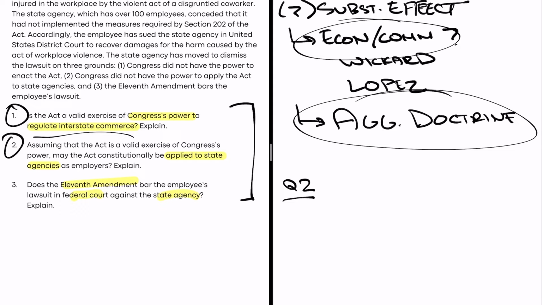I mean, question number one directly asks, is this a valid exercise of Congress's power to regulate interstate commerce? It tells you this is an interstate commerce clause analysis. It gives you that in the actual question. Question number two is a little bit less direct. Some students might not be able to obviously see what this issue is.